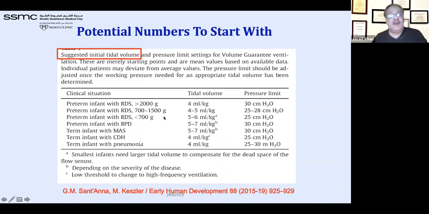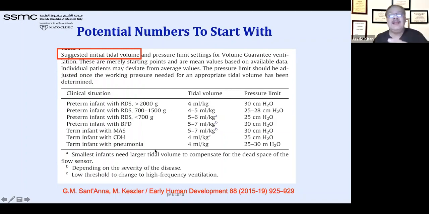If 700 to 1500, we use 4 to 5 ml. If less than 700, obviously he needs a little bit more. So smaller the infant, larger tidal volume needed. Okay. If meconium aspiration term infant, then 5 to 7. If term infant with congenital left diaphragmatic hernia, then 4 ml. Term infant with pneumonia, 4 ml.